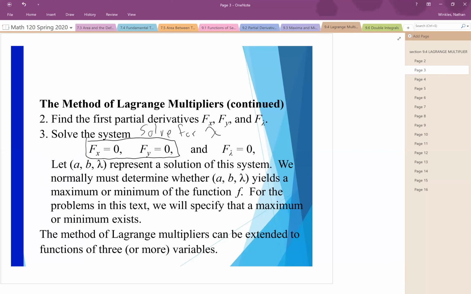If we let a, b, and lambda represent the solution of this system, we normally must determine whether a, b, lambda yields a maximum or minimum of the function. For the problems in this text, we will specify that a maximum or minimum exists, and therefore that's actually what we're going to be finding every single time. We can have functions of 3 or more variables, but normally we're going to use 2 variables plus lambda, and that'll be it.